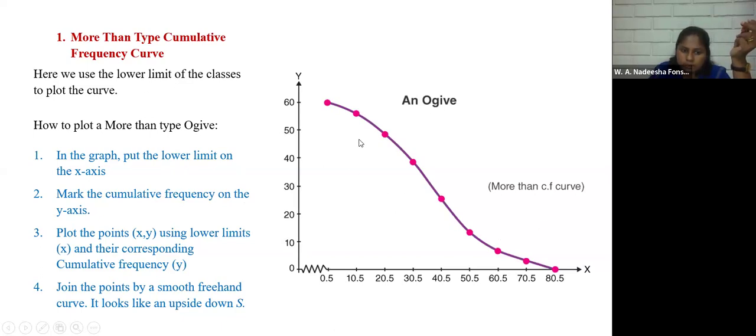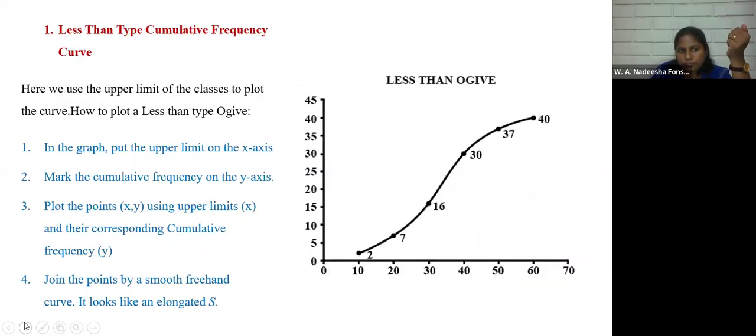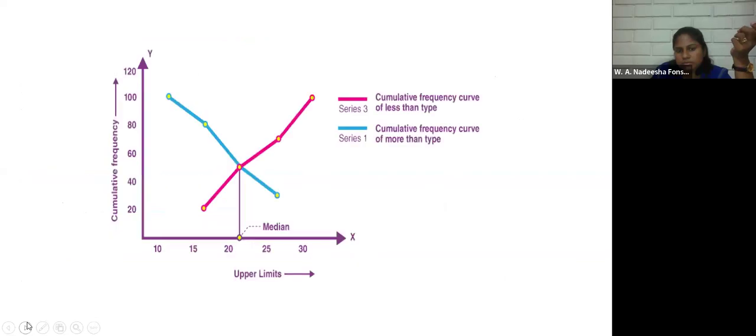Its shape is like an upside down S. Then for less than type, we have to consider the upper limit. Then it is an elongated S, the shape is. Both are on the same graph, and this point indicates the median.